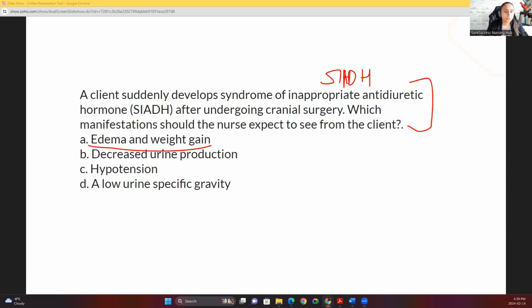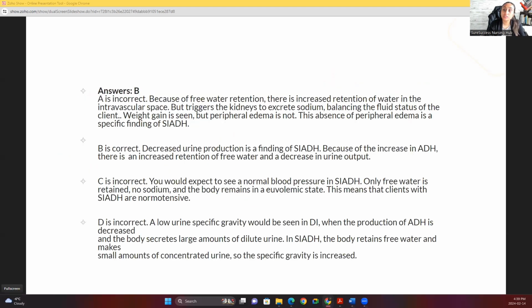No. Very good. Because there are two things: peripheral edema, weight gain, fluid inside the body. Edema, yes. Decrease urine output? Yes. BP will be high. Urine specific gravity: will the urine be concentrated? It will be concentrated, meaning high urine specific gravity. Is it saying low? So what is the correct answer? Decrease. Excellent.